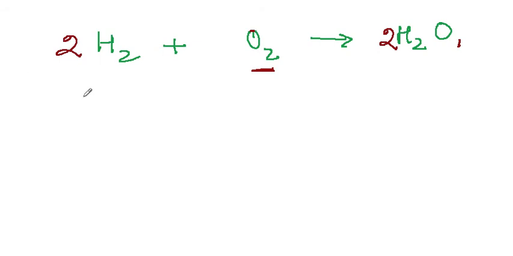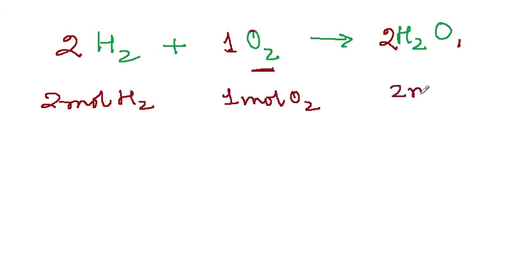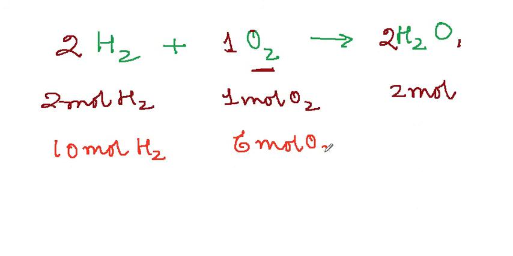Now reading this equation, 2 mole of hydrogen molecule will react with 1 mole of oxygen to produce 2 mole of water. That is the language of the reaction. Now in the exam, what is provided to us is, if we have 10 mole of hydrogen and let's say 6 mole of oxygen, which one will be the limiting reagent? We have to identify the limiting reagent.